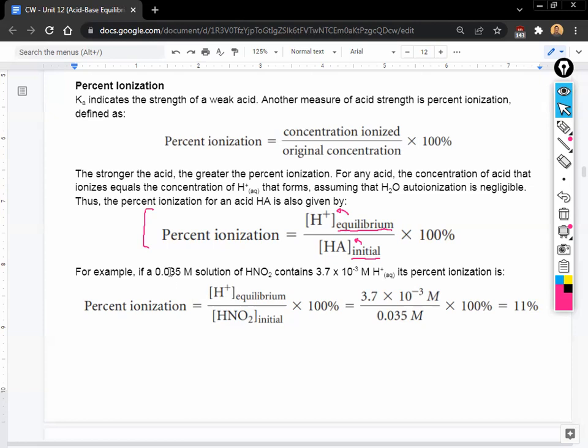Okay, so we got an example right here. It's very easy to plug in the values. So we have a 0.035 molarity solution of HNO2. We plug this into the bottom because this is the concentration of the acid initially. And then when we get the concentration of H plus at equilibrium, we just plug that into the top, which is why we get 3.7 times 10 to the negative 3 on the top, and then 0.035 on the bottom. Okay, so super simple. Just remember, top is equilibrium, bottom is initial.